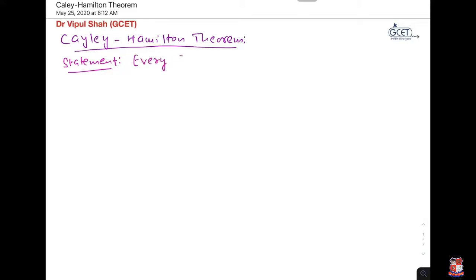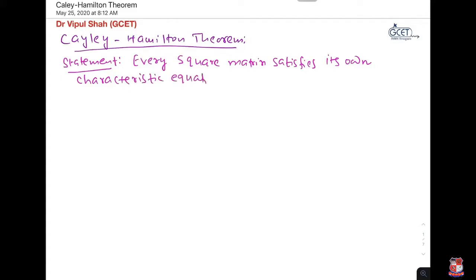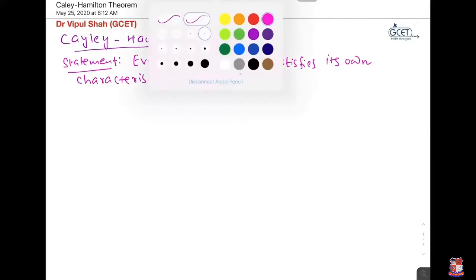every square matrix satisfies its own characteristic equation. So it's a very good theorem.